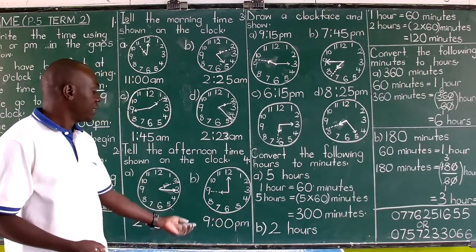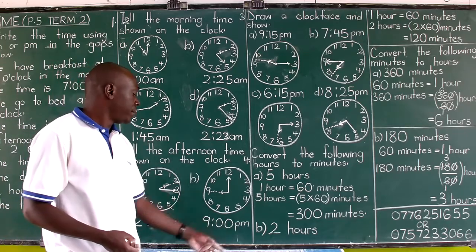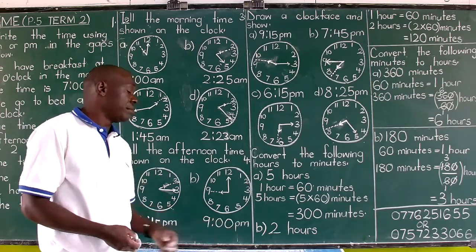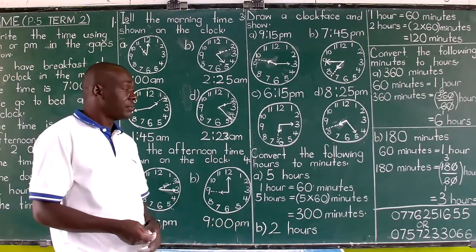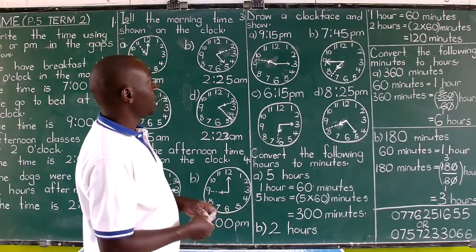9 PM. 9, two dots, 00, then PM. So it's 9 sharp. Don't say sharp. Write 9 PM, and that is the answer to that.